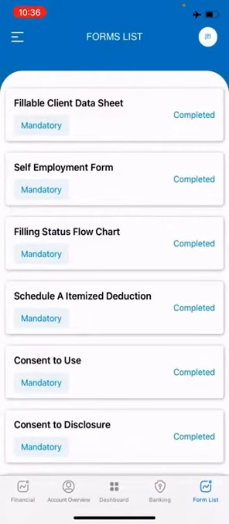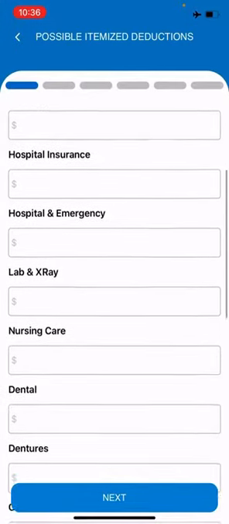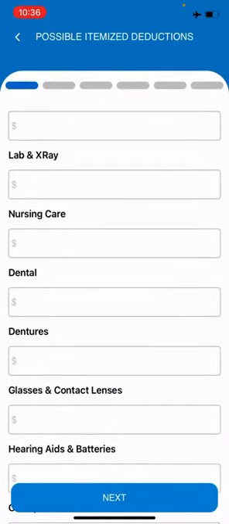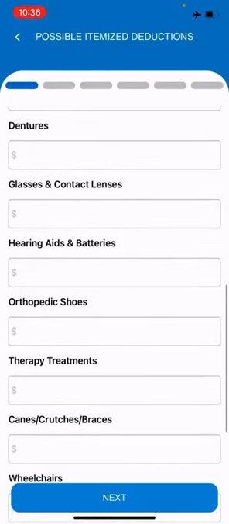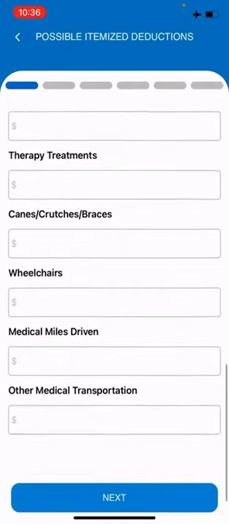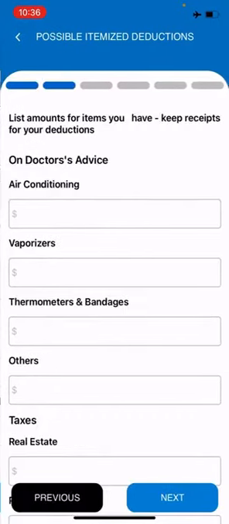The next one will be the Schedule A itemization, where you would enter in everything that you would need to itemize above your standard deduction. You will go ahead and include your medical and dental, your doctor, prescription, hospital insurance, hospital or emergency visits, your lab and x-rays, nursing care, your dental, dentures, glasses and contact lenses, your hearing aids, orthopedic shoes, therapy treatment, canes and crutches, wheelchairs, medicals, miles driven, or other medical transportation.